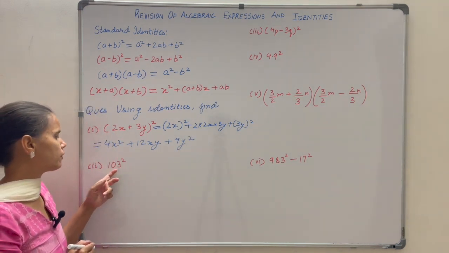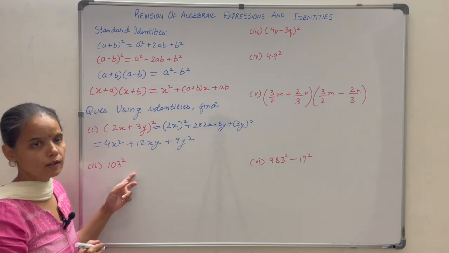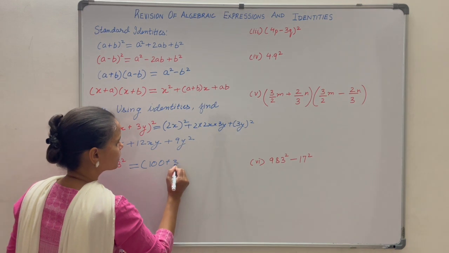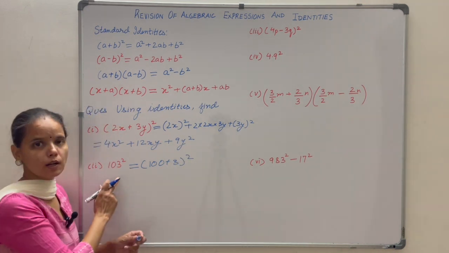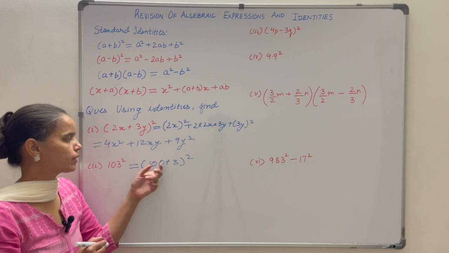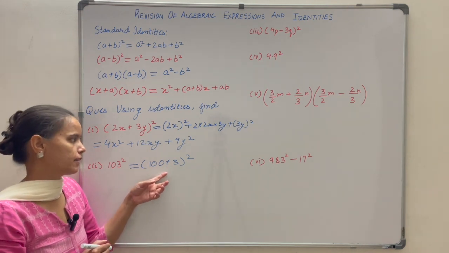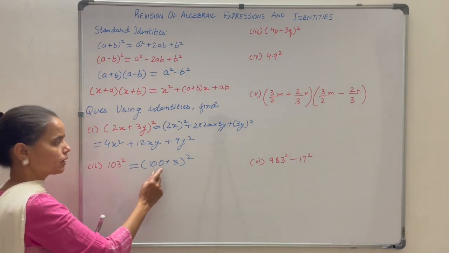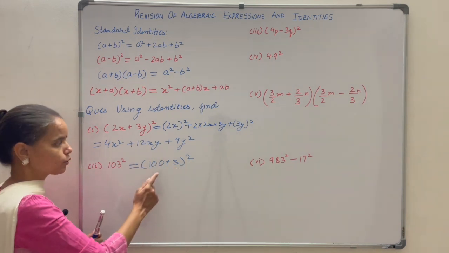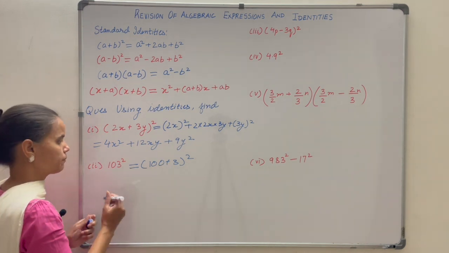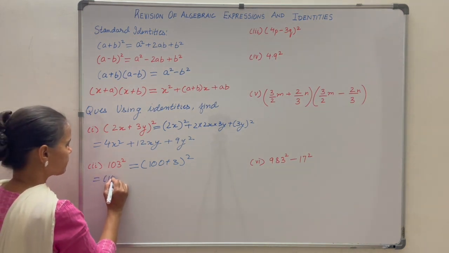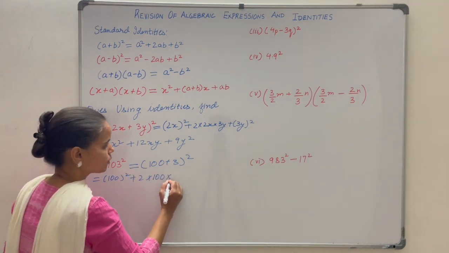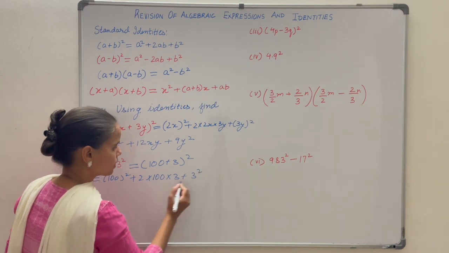Now you need to find out the value of 103 whole square. So I am going to split this as 100 plus 3. So 100 plus 3 is your 103. I have split it in such a way that the calculation becomes easier. So now using this (a plus b) whole square identity, let us find out. See, this is (a plus b) whole square form. So your a is 100, your b is 3. So 100 square plus 2 into 100 into 3 plus 3 square.